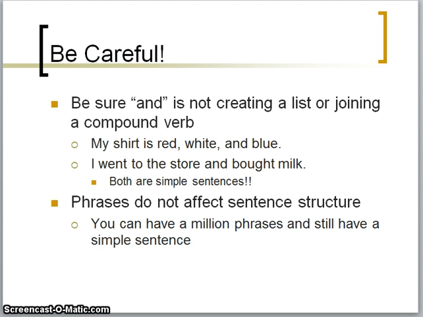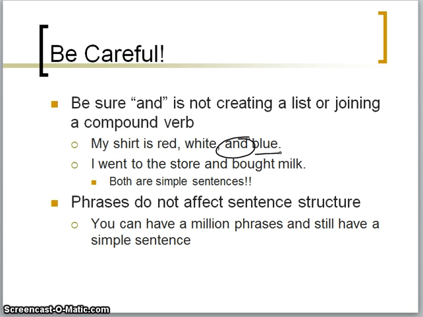Also, you have to be careful with some of your FANBOYS. And might actually be creating a list, or creating a compound section of a simple sentence, and not actually creating a compound sentence. Like in these two examples: my shirt is red, white, and blue. I do have a FANBOY and a comma there, but what follows the FANBOY is not a complete sentence. That's just a list: red, white, and blue.